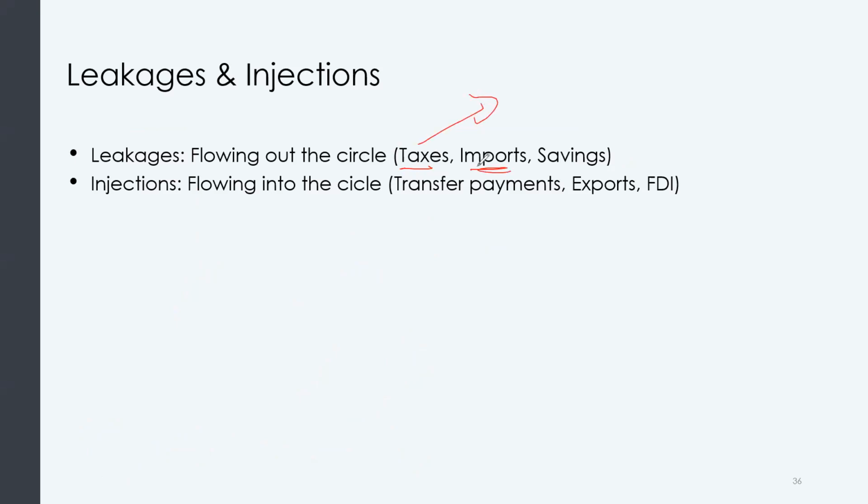The same thing also with imports. If we produce 100 million in an economy, right?